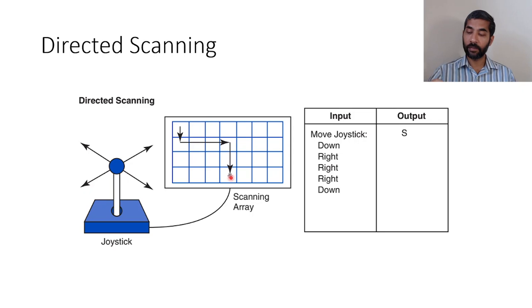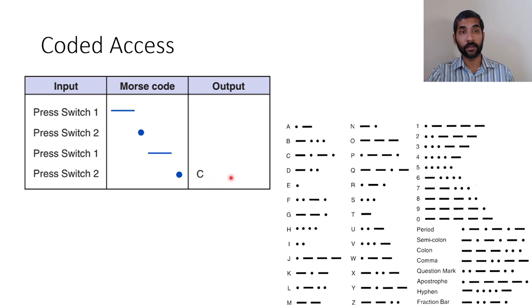So basically, what you can do is have limited motor capability, but do much faster scanning. However, the problem is still you need some kind of motor capability, right? Your range may be very small, but you still need to have fine motor capability to be able to direct a joystick correctly. You could also have coded access, right?